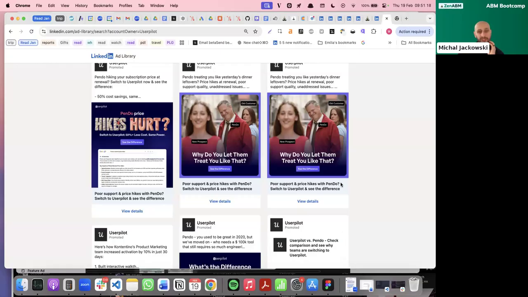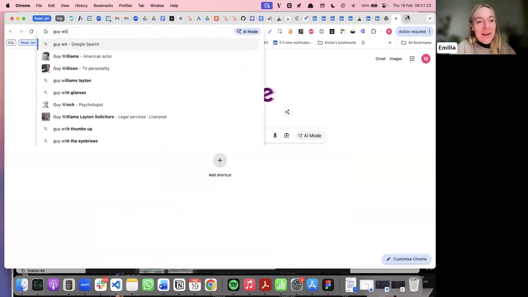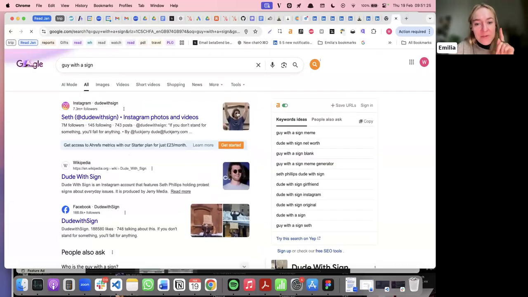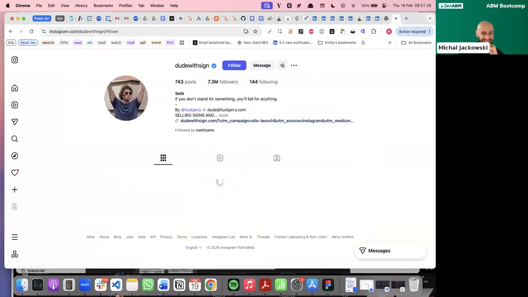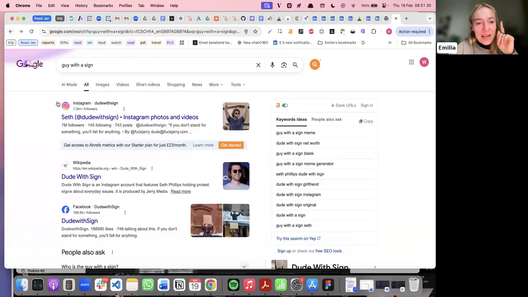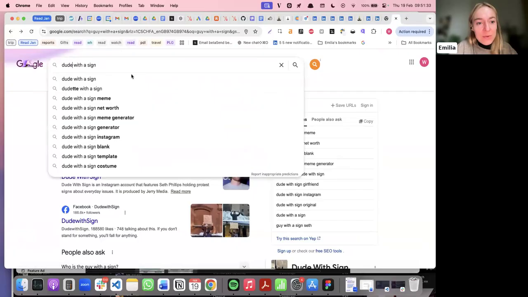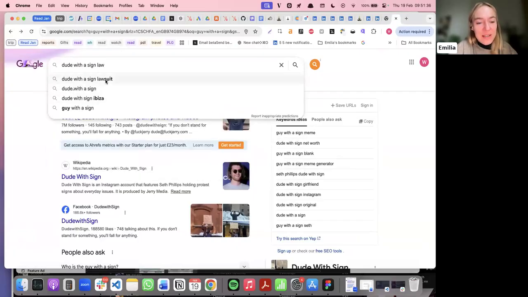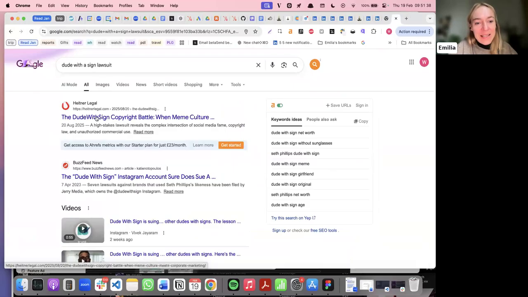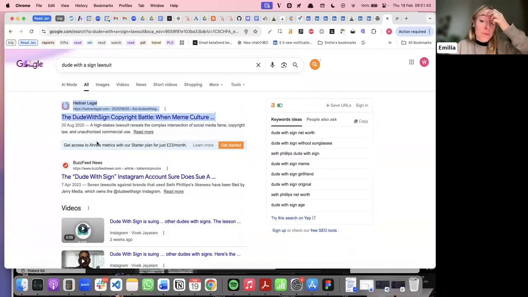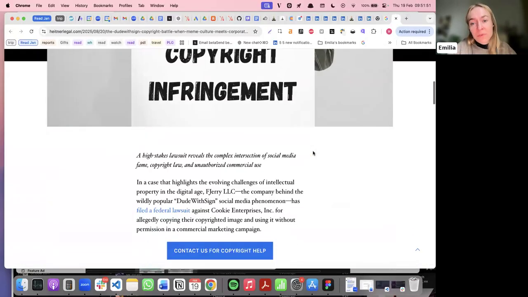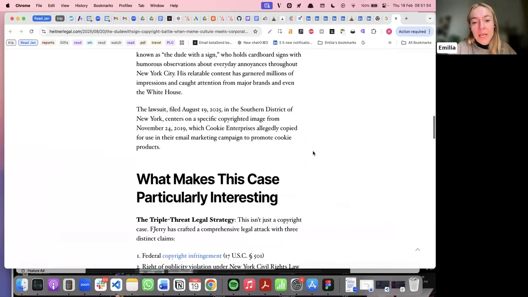Google it, or show which memes you're referring to, because I think everyone knows it, but just in case. Guy with a sign. This means be careful about this guy. Dude with a sign is a trap. You can even Google "dude with a sign lawsuits" and see that this guy has been suing people over unauthorized use of his copyright without a license.